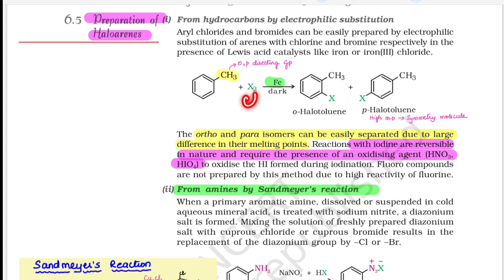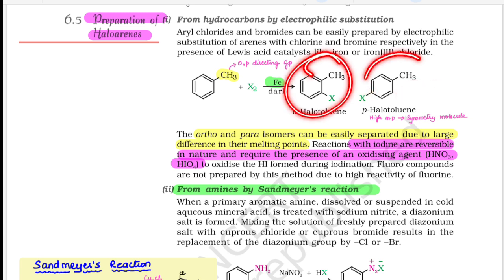When you treat toluene with chlorine or bromine in the presence of Fe, that is in the presence of iron chloride, which is a Lewis acid, in dark conditions you will get two products. The halogen will be substituted at the ortho and para positions. You know that this will be the ortho position, so one product you will get at the ortho position, and this is the para position, where the halogen will be substituted.